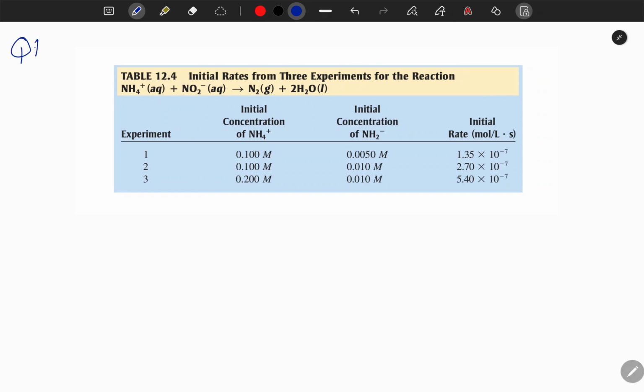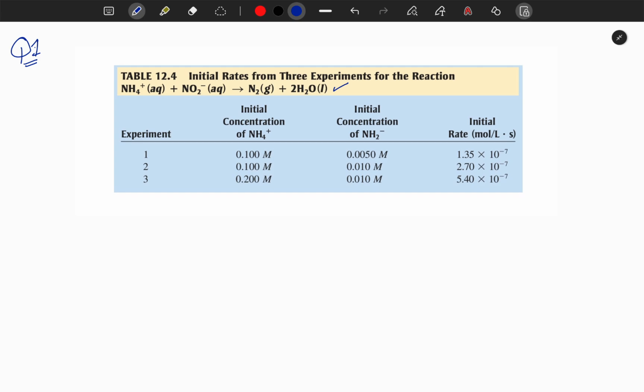All right, question 1. Table 12.4 shows initial rates from 3 experiments for this reaction. We have the experiments here, the initial concentrations for these 2 reactants, and the initial rates. So what are we going to find in this question? We are going to find the rate law, the orders, the overall order, and so forth. We are also going to find the rate constant. So come with me and let's do it.